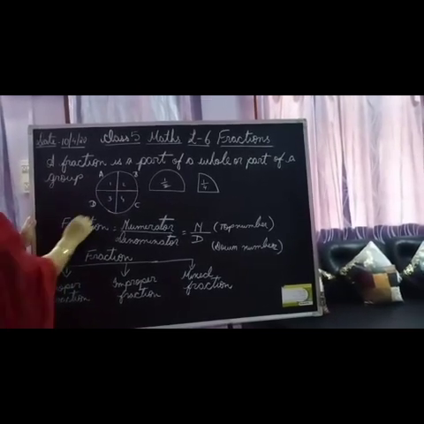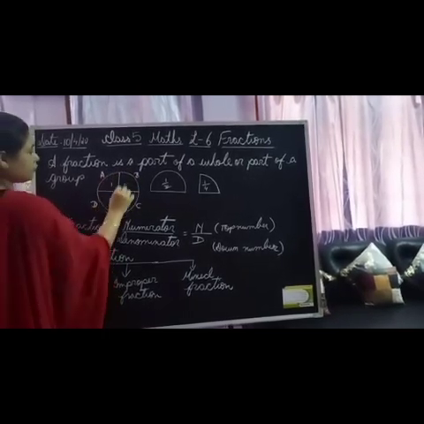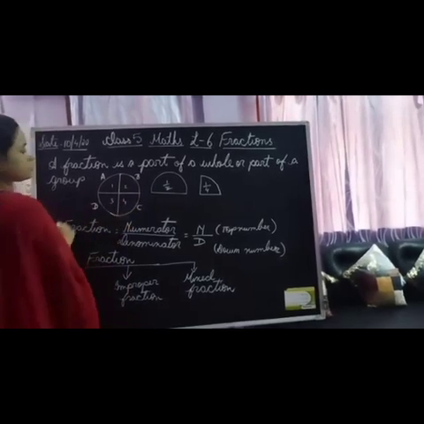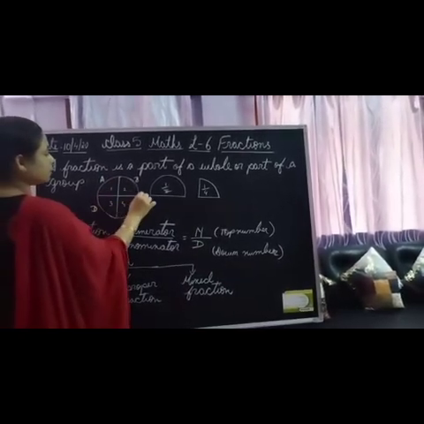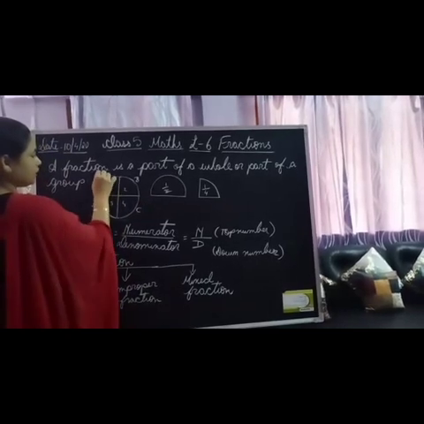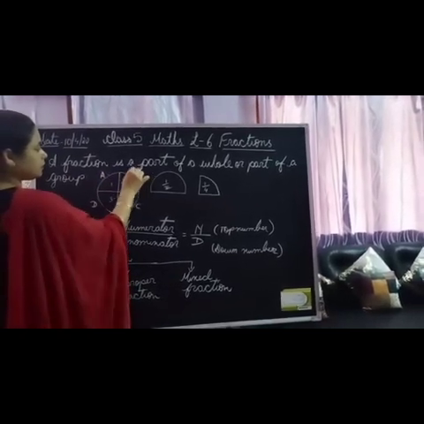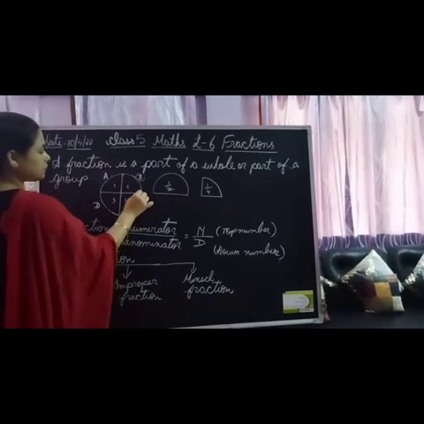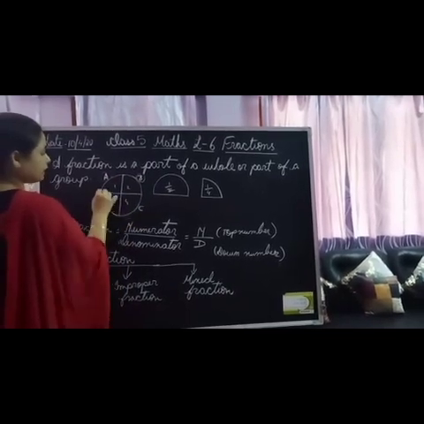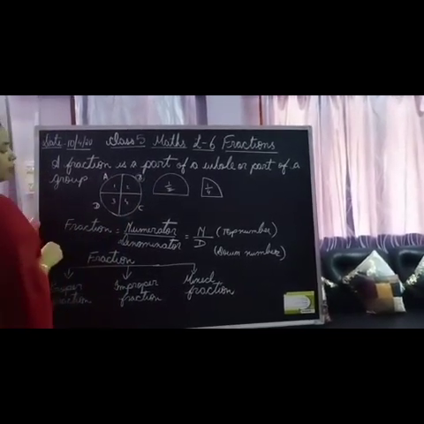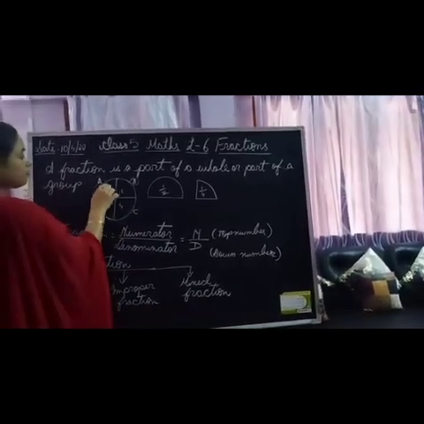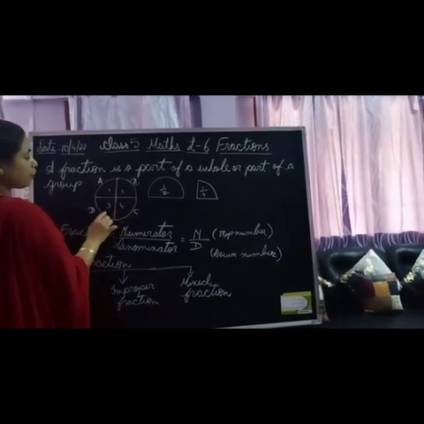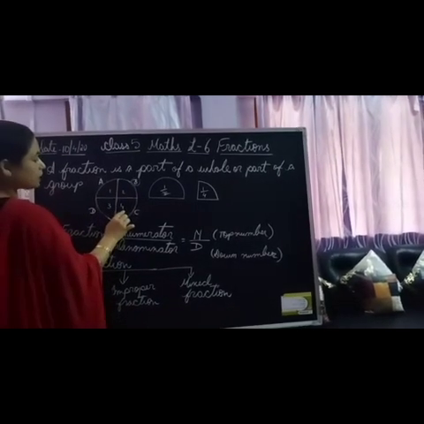Now suppose there is one pizza and 4 friends, they want to have this pizza. So they will cut it into 4 equal parts. So A will have one part, B will have one part, C will have one part, and D will have one part. So that means each friend is having how many parts? One part out of these 4 parts. So total parts are 4.